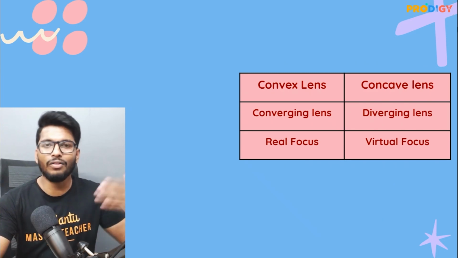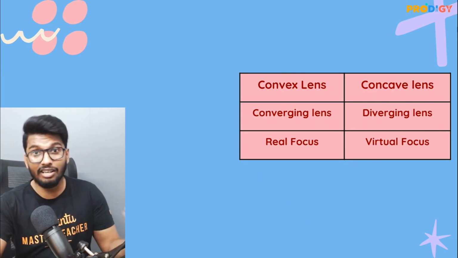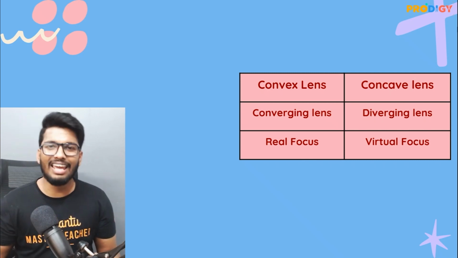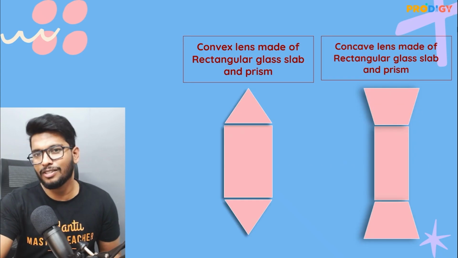So on one hand, you have a convex lens, which is a converging lens, which has a real focus. On the other hand, you have a concave lens, which is a diverging lens. And more importantly, it has a virtual focus.